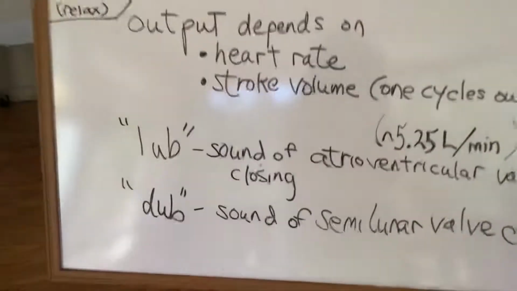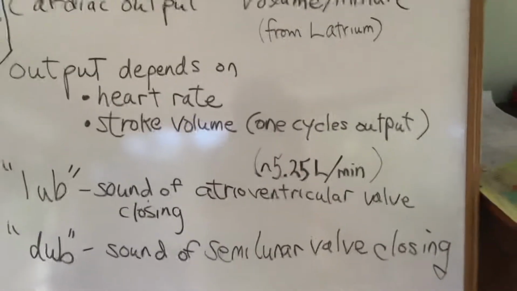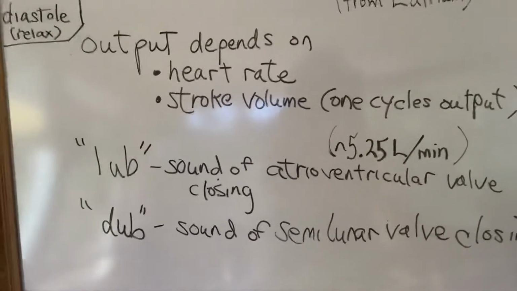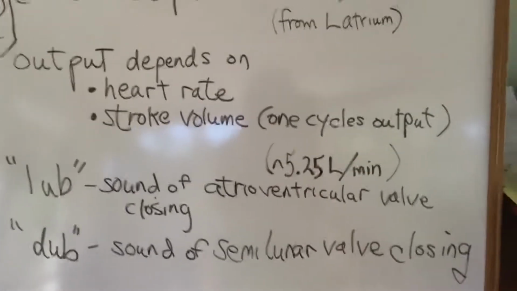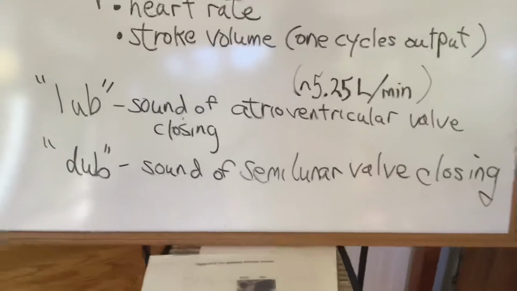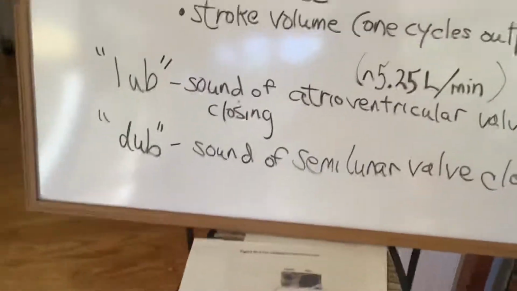The lub sound of your heart is the sound of the atrioventricular valves closing. Those are the top parts. And the dub sound is the sound of the semilunar valves closing. Those are also on the top, but those are from the ventricle going out. All right, so that's a couple of things.